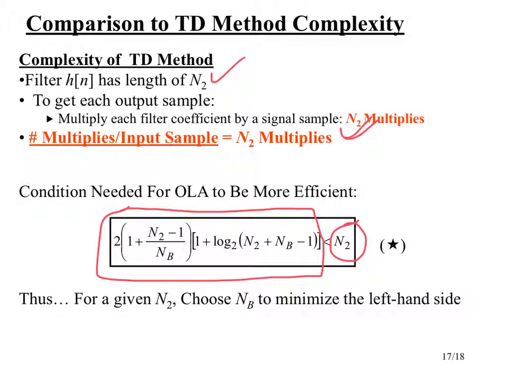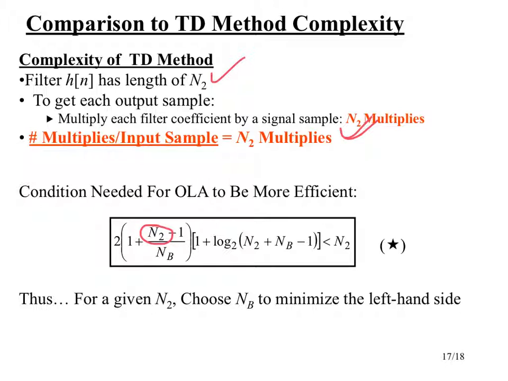So from this, we can see that we need to look carefully at this inequality, which I've labeled star, and we need to choose NB. So for a given N2, N2 is the size, the length of the filter that we're trying to implement, and it shows up in 3 different places. For that given N2, we want to choose NB so that the left side is less than the right side, because that's when OLA is more efficient.